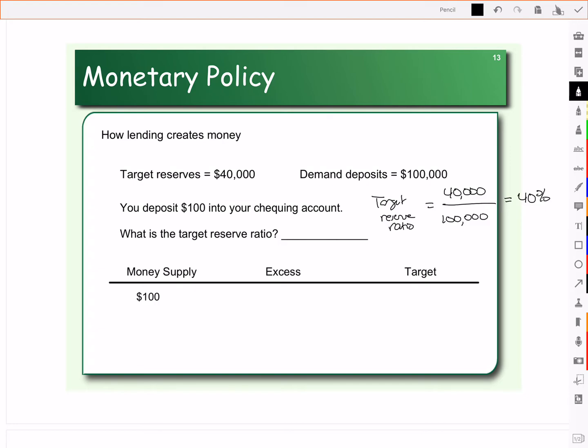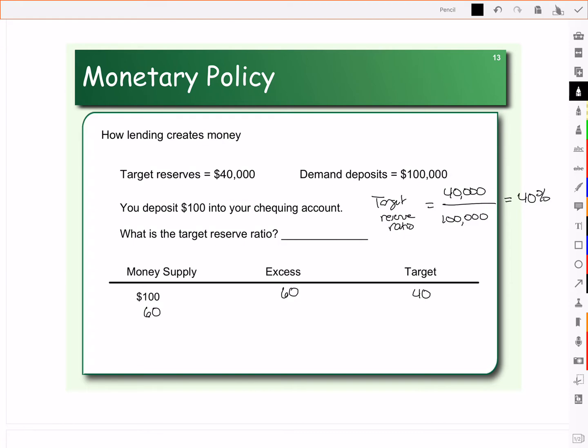Now, you deposit $100 into your checking account. So we take that $100 and 40% of it must be held as cash. So $40 becomes target reserve and the rest is excess reserve. Well, if the rest is excess reserve, then your bank can lend that $60 out to someone else. So our money supply is increasing.